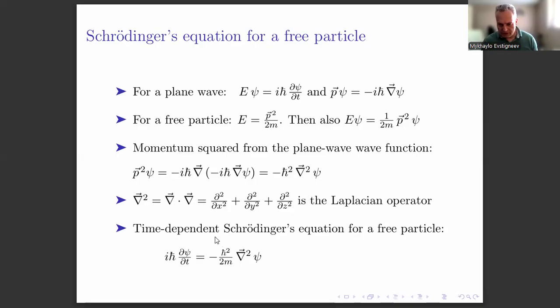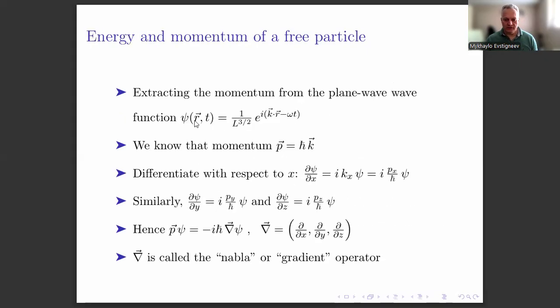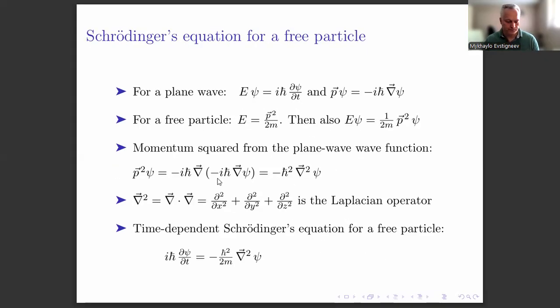The plane wave solution that we started with is not the most general solution of the time-dependent Schrödinger's equation. This is the time-dependent Schrödinger's equation. Later we will introduce another version, the time-independent Schrödinger's equation. Now, the time-dependent Schrödinger's equation has a plane wave as one of its solutions, but this plane wave solution is not the most general solution.